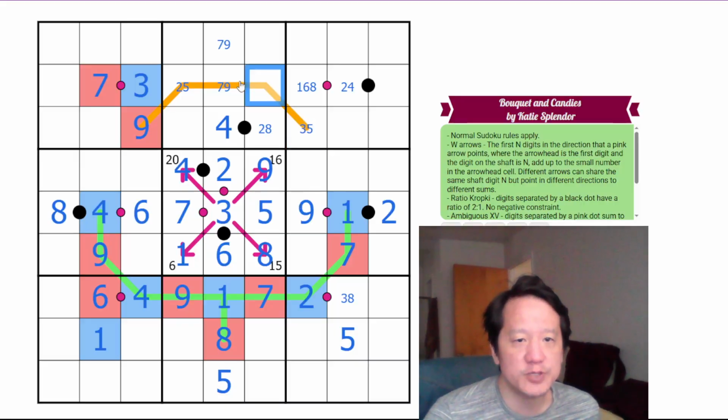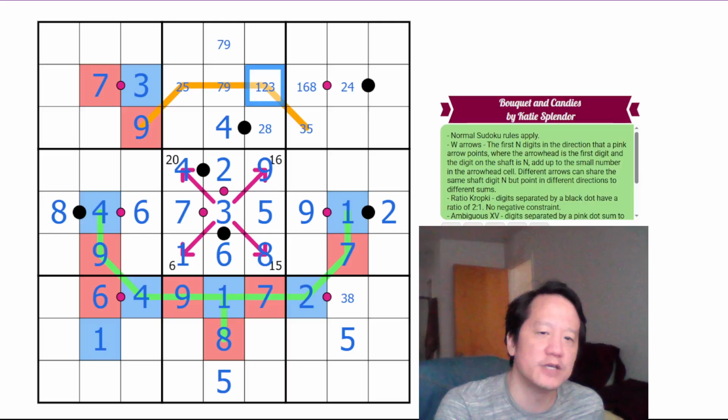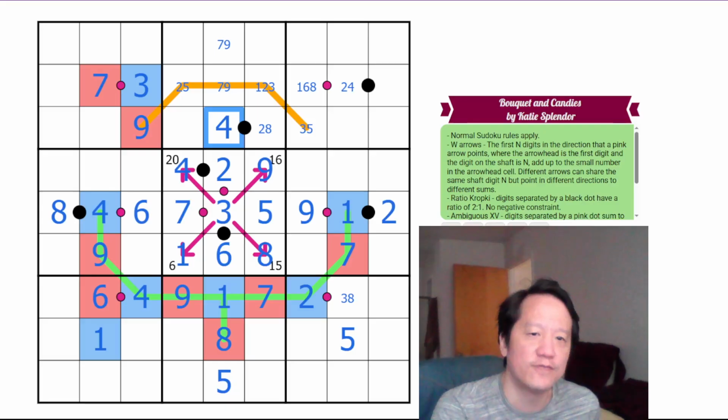This digit must be 4 or more away from 7 or 9, which is also 1 through 5. We can't have a 5 here because of 5 in the column, so this is 1 through 4. We can't have a 4 here because 4 in the box. We can't have a 3 here because of 3 in the row.